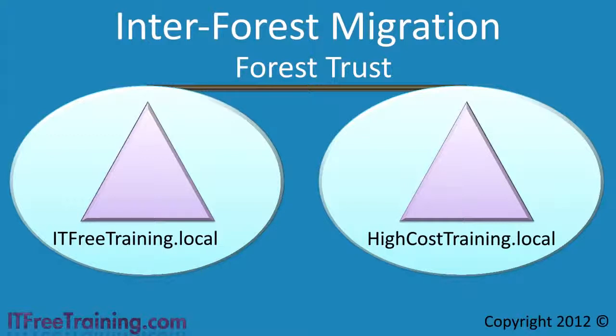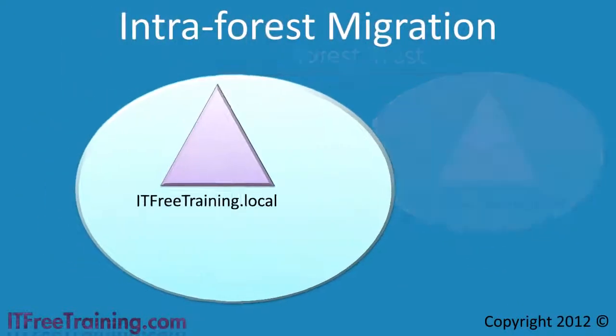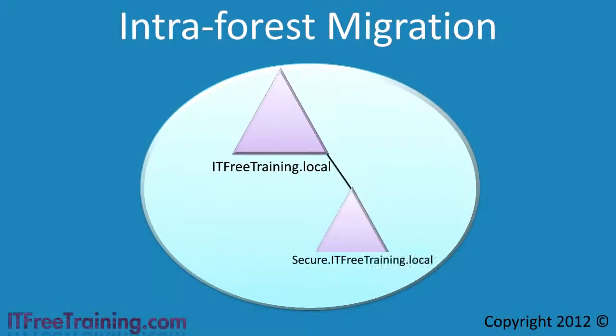To put it another way, each domain is part of a different Active Directory environment, and thus has its own Active Directory schema. The next migration type is intra-forest migration. This is when the source and target domain are in the same forest. As shown here, secure.itfreetraining.local is a child domain of itfreetraining.local. In this case, migrations between these two domains would be considered intra-forest migrations. The easy way to remember is if both names share the same schema, they are intra-forest. If they do not, they are inter-forest.